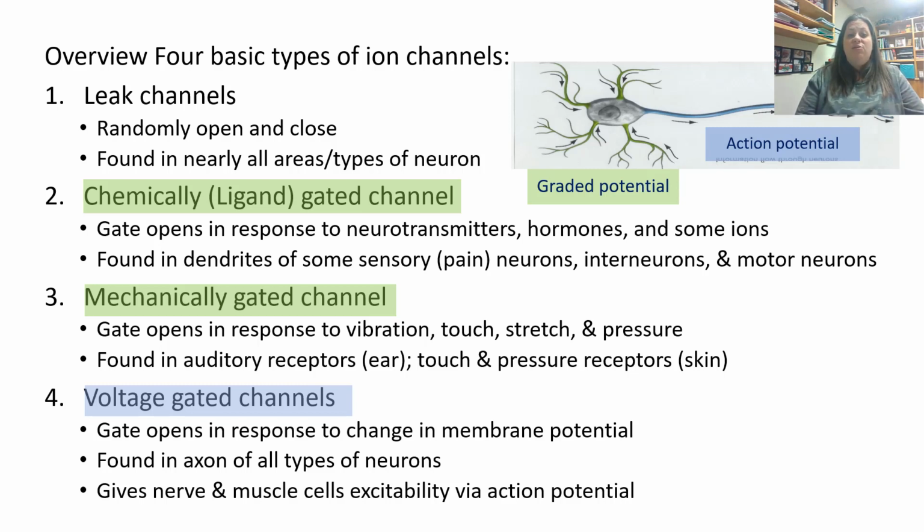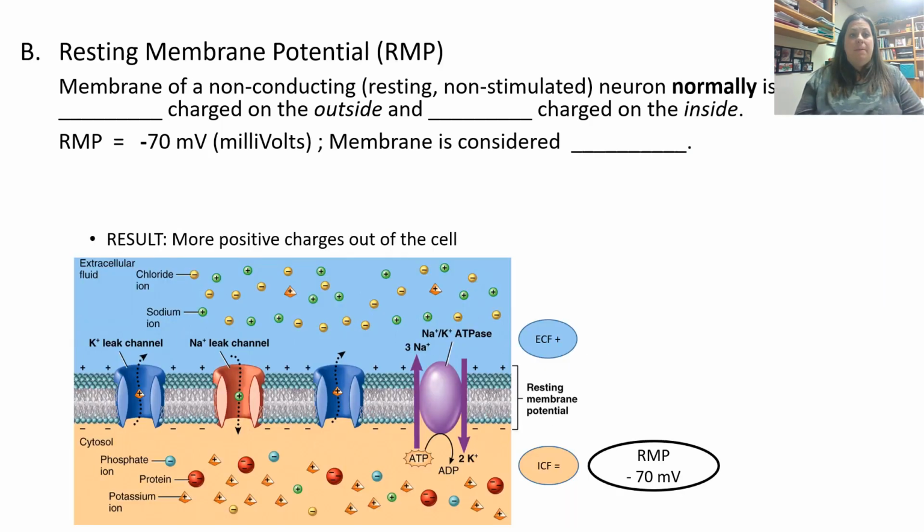The voltage gated channels are going to be the ones that open in response to a change in the membrane potential. These are going to be found in the axons of all types of neurons. This is what gives, again, those nerves and muscles their ability to get excited and to send action potentials from one cell to the next. And as you can see here, the chemically gated channels and the mechanically gated channels are going to be for graded potentials, whereas voltage gated are going to be for action potentials.